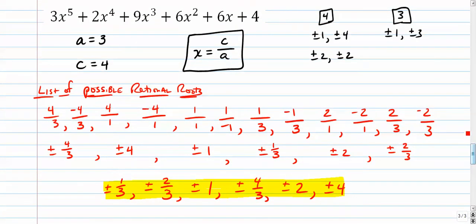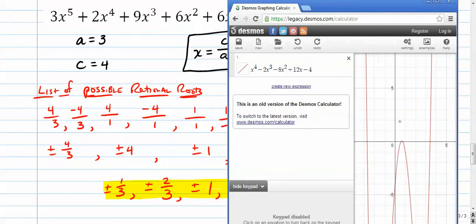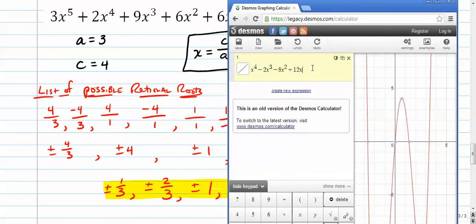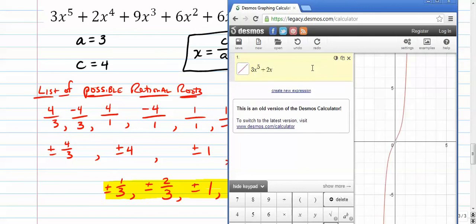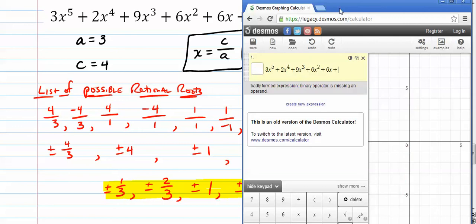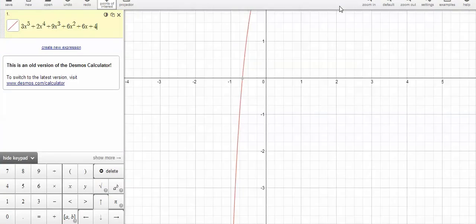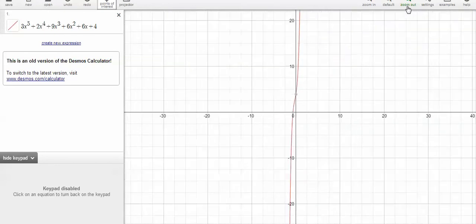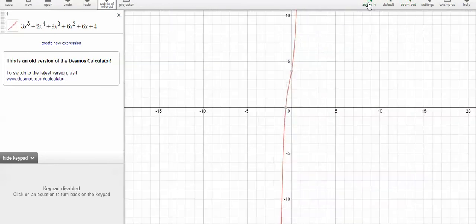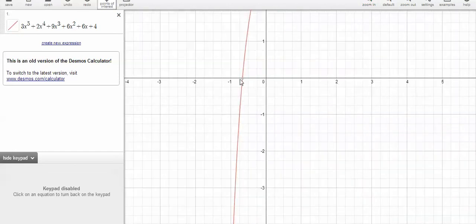Calculator time. So we have 3x to the 5th plus 2x to the 4th plus 9x cubed plus 6x squared plus 6x, what else? Plus 4. Okay, I'm going to zoom out to get a good look at this thing. And if I zoom all the way out, I'm noticing that there's only one place where it crosses the x-axis, and that is at negative 0.667. That's a fraction. That's a rational number.